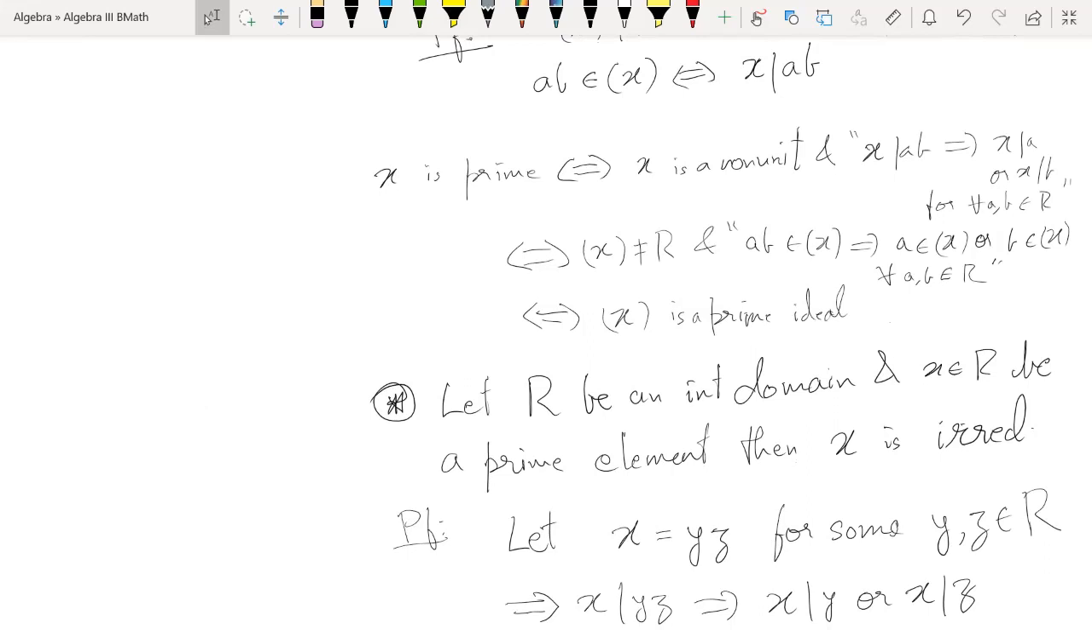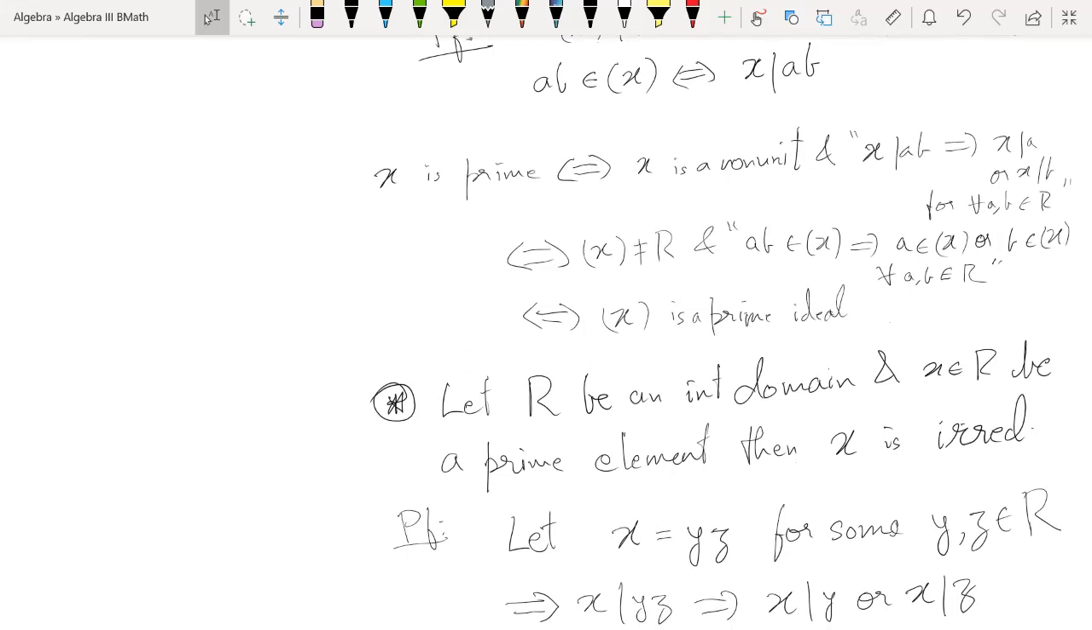So this implies, in particular, we can say that X of course divides itself, so it will divide YZ. We want to use that X is a prime. So this tells us that X divides Y or X divides Z. X, of course, is a non-zero non-unit, because that's common for both prime and irreducible. So that part we don't have to check. We only have to check that we can't decompose it in a non-trivial way.